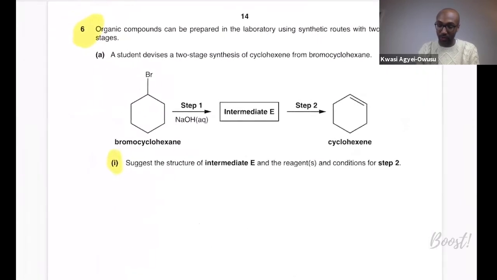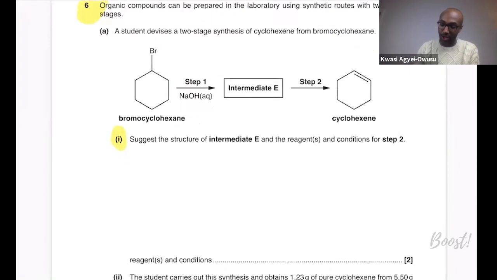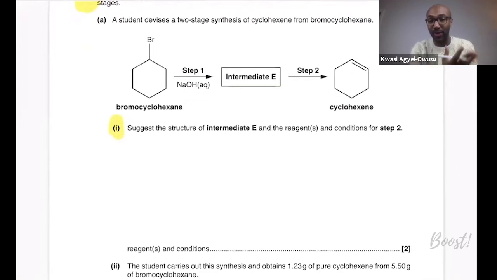This time round, we're told that a student devises a two-stage synthesis of cyclohexene from bromocyclohexane, and in part one, we're asked to suggest the structure of intermediate E and the reagents and conditions for step 2. I guess our main focus here is intermediate E, because that is relevant to the work we've just been doing. It should happen via a nucleophilic substitution mechanism. So in this instance, the OH minus from aqueous sodium hydroxide is going to be our nucleophile.